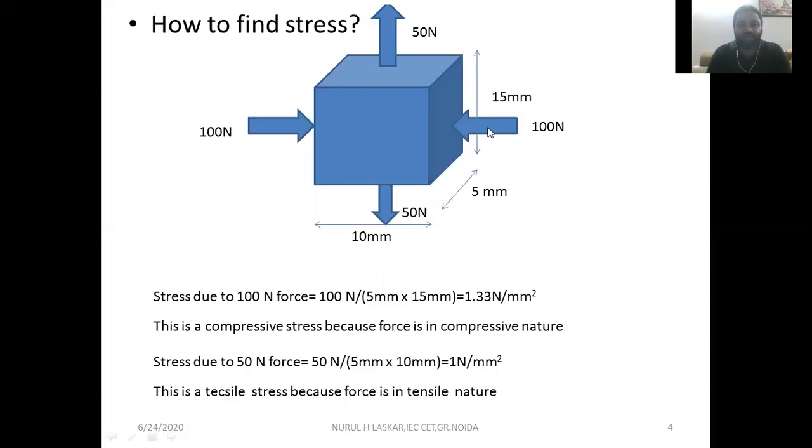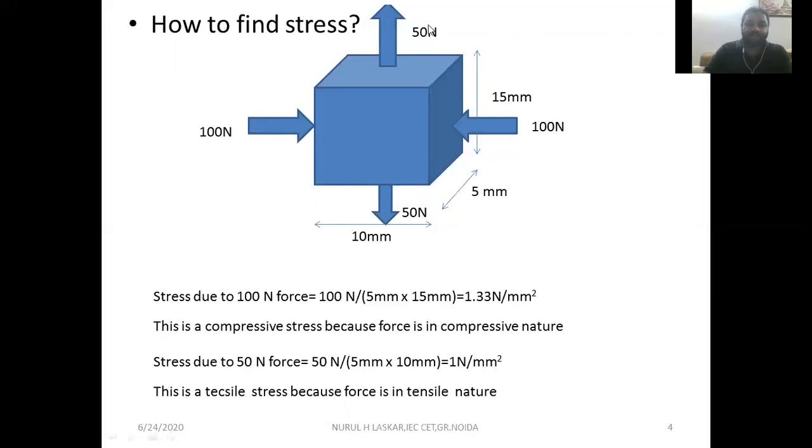So you see this 100 Newton force acting over this area. And what is that area? It is 5 multiplied by 15 millimeter square area. So if I want to find the stress developed due to this 100 Newton force, then stress will be 100 divided by 5 into 15 millimeter square. So I have calculated it here. It is 1.33 Newton per millimeter square. And this is compressive in nature. Normally in sign convention, we take compressive stress as negative stress.